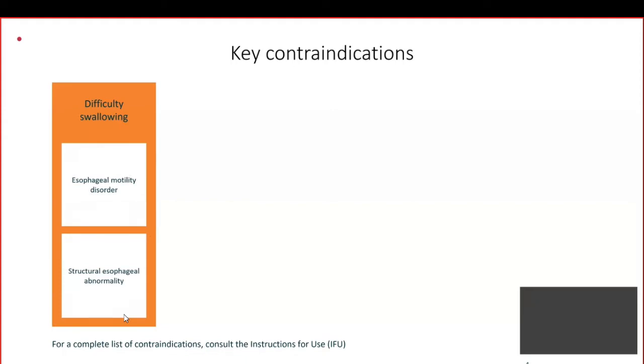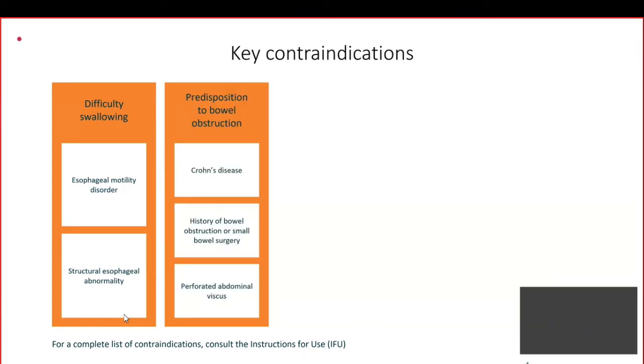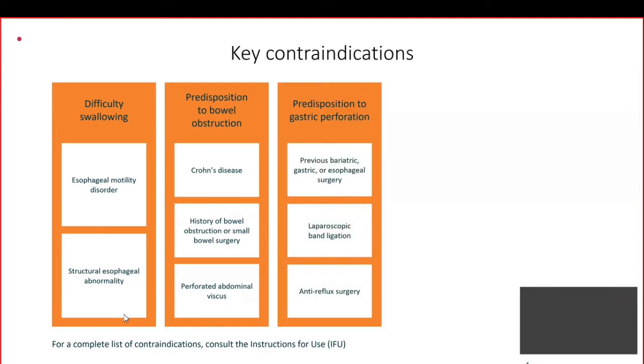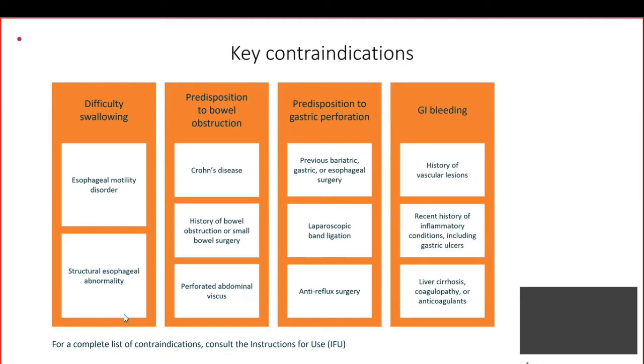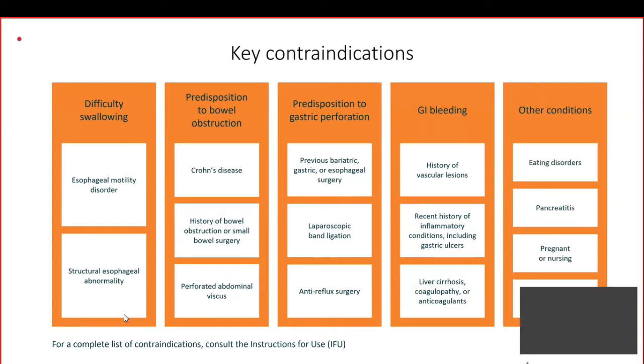But we can't place this balloon in all cases, particularly in patients with esophageal motility disorders, underlying intestinal strictures, or previous intestinal surgery. These come under the contraindications. Those who had undergone surgeries like previous bariatric surgery, gastric and esophageal surgery, laparoscopic band ligation, or anti-reflux surgery also can't be considered. And where there is more chance of bleeding, like liver cirrhosis, coagulopathy, or those on anticoagulants, we try to avoid this.